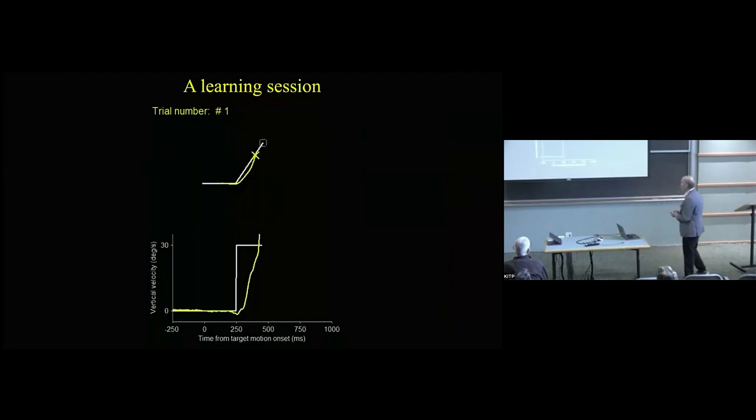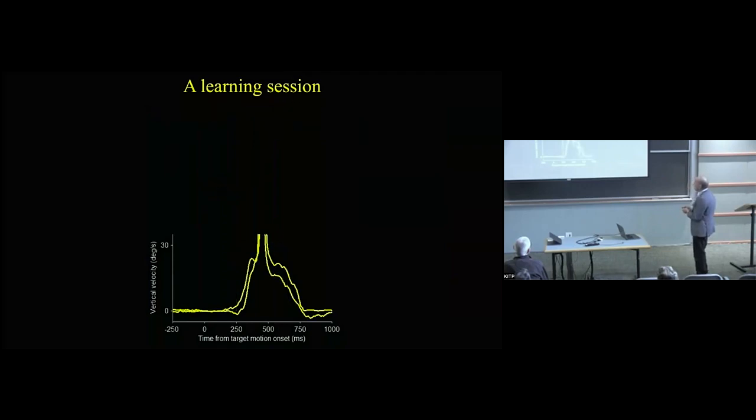And here on the first trial, he's reactive. On the second trial, you can already see he generated some learning. Fifth trial, a little more learning. 10th trial, more learning. 50th. And by the 100th trial, we've shown him an instruction of 30 degrees per second, and he's generating about 18 degrees per second of vertical eye velocity.